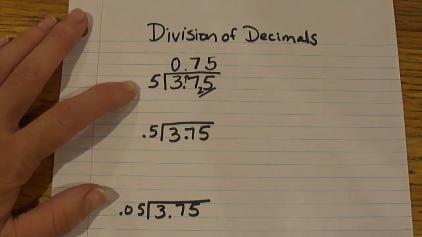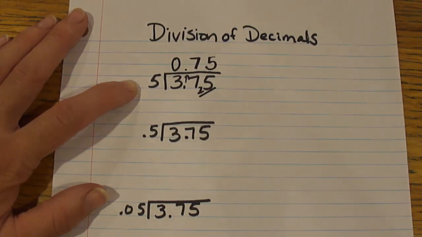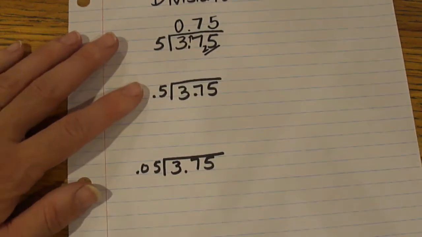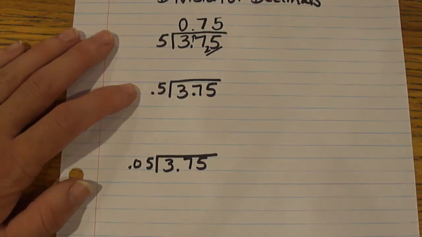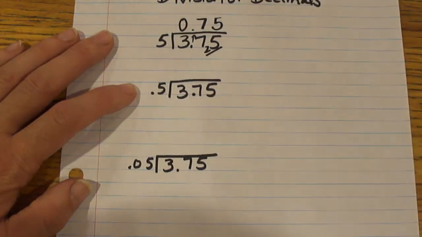3.75 divided by 5 is equal to 0.75, which makes sense. Each one of them would be less than 1. My next problem, I'm dividing 3.75 divided by a half. So the question I'm asking is how many halves fit into 3.75?